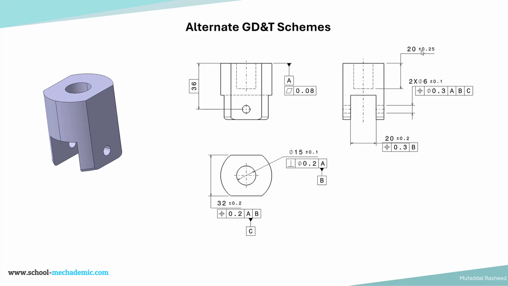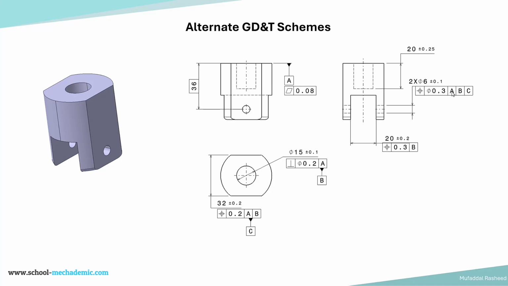So the depth is 20 plus or minus 0.25. And then there are two holes. The cut section view here shows two holes. And these two holes with the size of 6 plus or minus 0.1 tolerance, size tolerance, are controlled with respect to their position within a cylindrical tolerance zone of 0.3 with respect to datum A, B, and C.